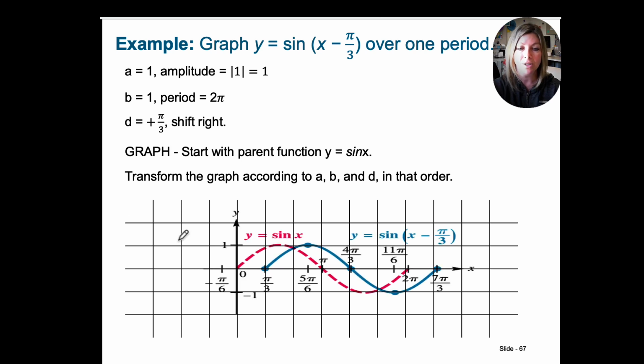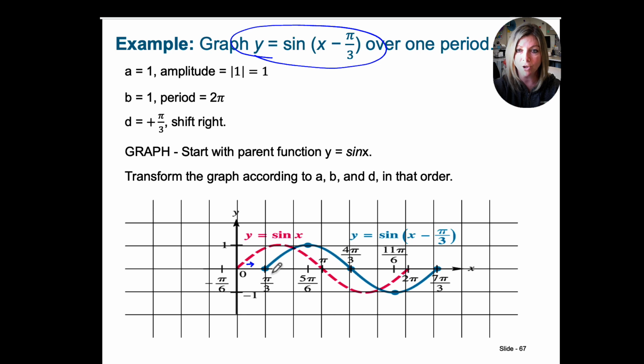It would look like this here. Parent function is this dashed red graph, and the function that we're being asked to graph, y equals sine of x minus pi over 3, is here in blue. And you can see it is just the parent function gone through one transformation, which is being shifted to the right, pi over 3 radians.